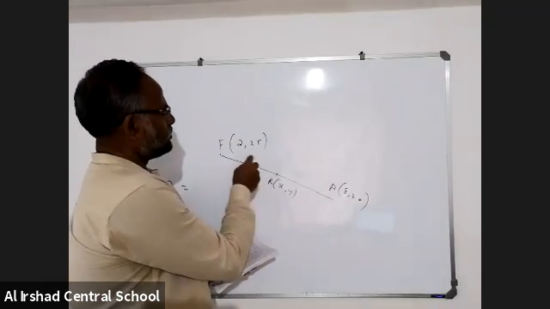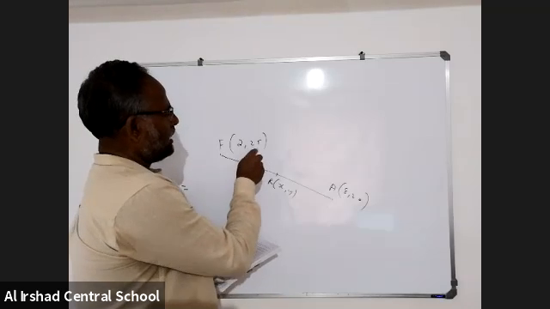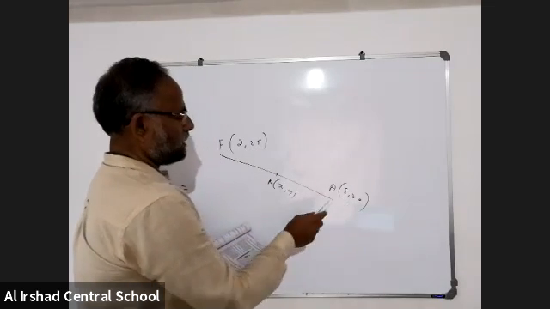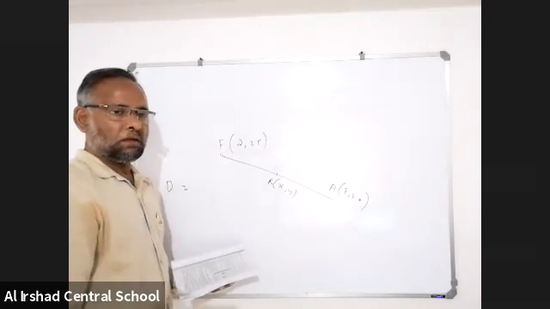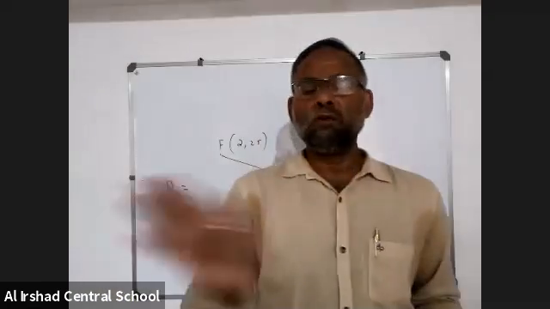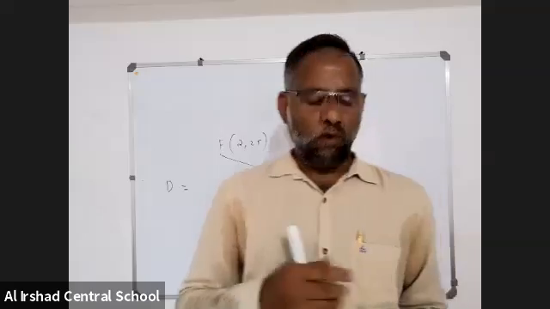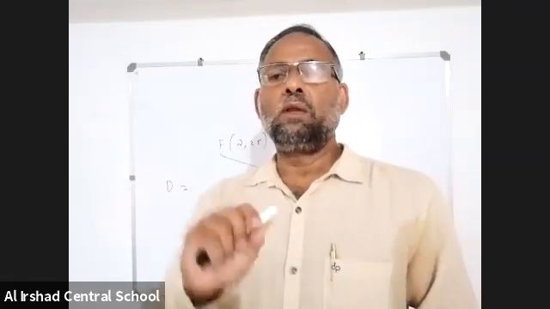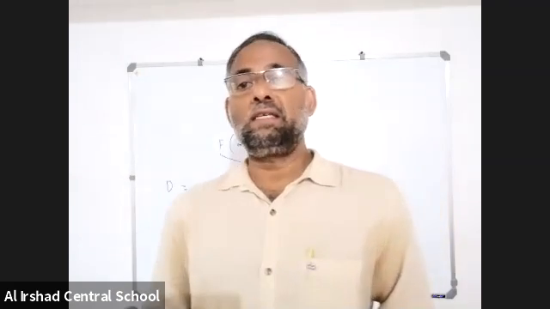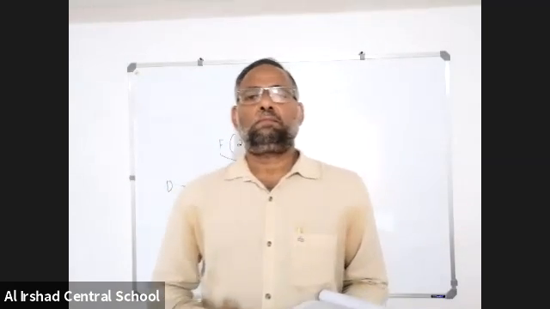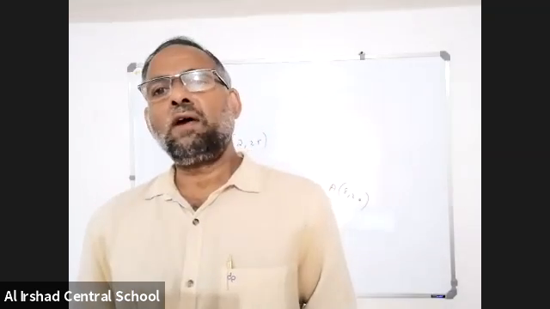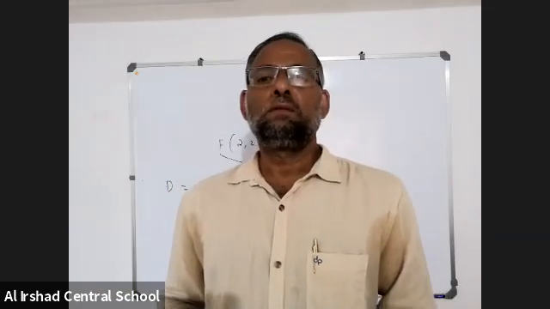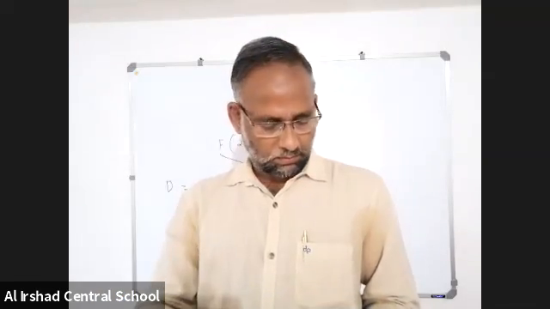That means 8 plus 2, 10 by 2, that means 5. And 25 plus 20, 45 by 2. Midway means take half, nothing else. Taking 1:1, we get this formula: X1 plus X2 by 2, Y1 plus Y2 by 2. That is the midpoint. X is equal to 5 exactly, Y is equal to 22.5.